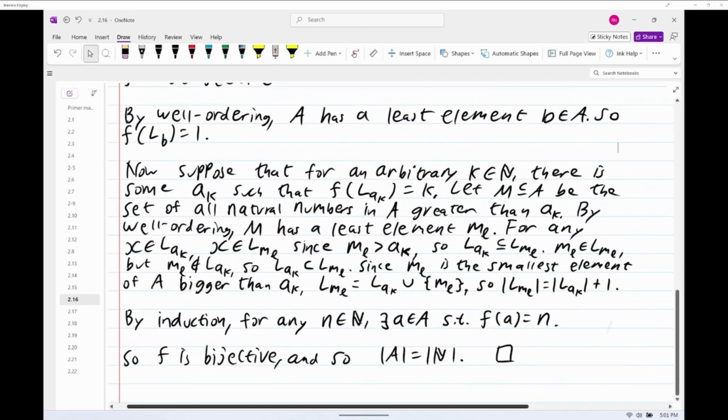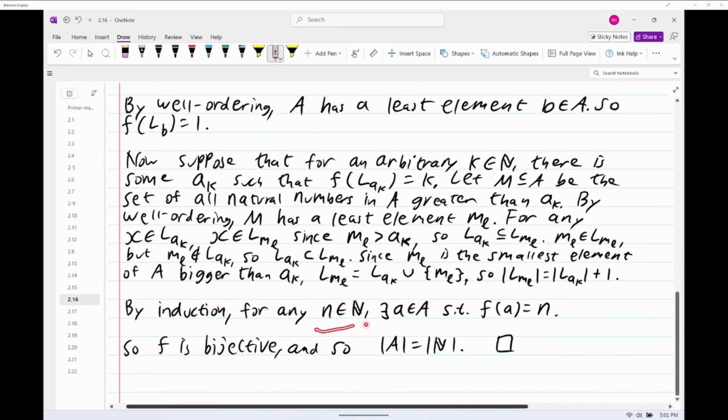By induction, for any natural number n, there is something in A such that f of A equals n. So f is bijective, and so the cardinality of A equals the cardinality of n. QED, proof done.